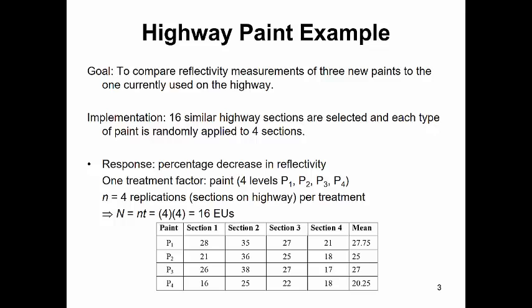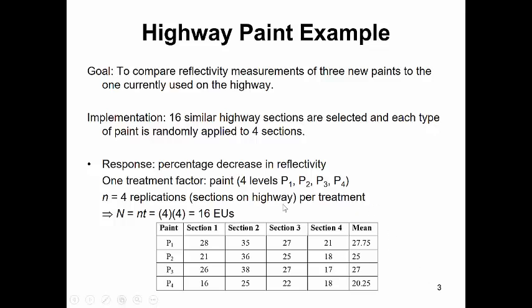We also talked a little bit about notation and terminology when we introduced experimental designs in the last lesson. Again, lowercase n here is going to be 4, our number of replications, and capital N here is the overall sample size. Since we have what's called a balanced design, we see every treatment the same number of times. We have a total of 16 experimental units.